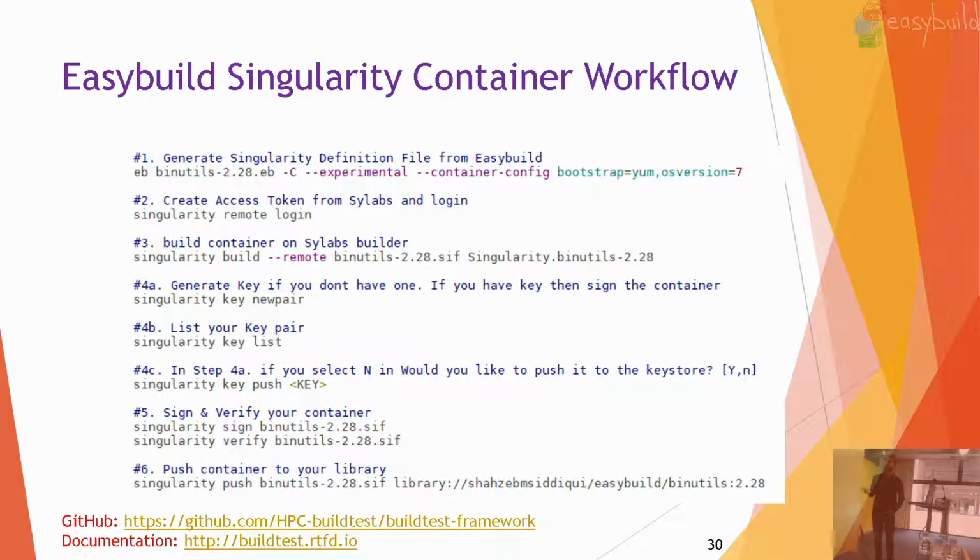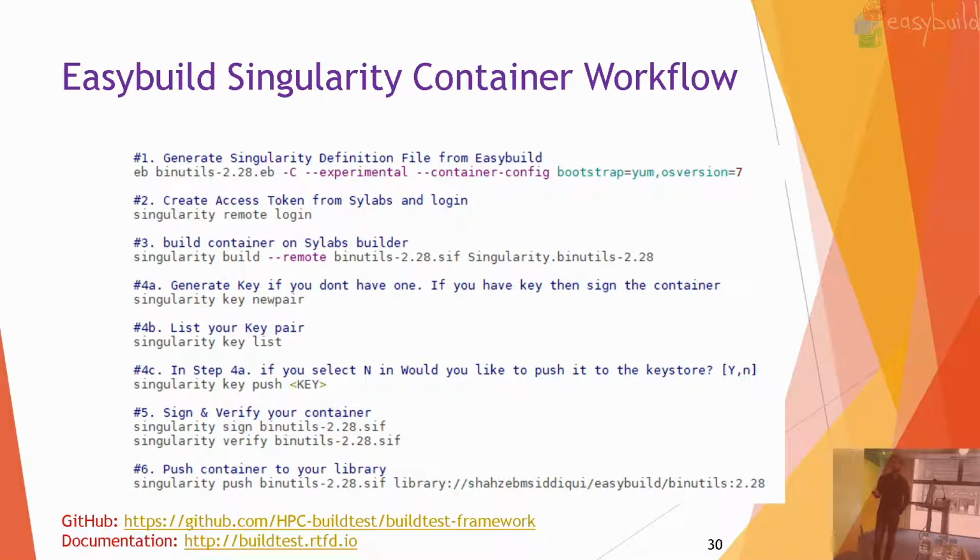And this is the EasyBuild workflow, which I think I talked about yesterday. It's pretty straightforward. First, you use EB to generate the recipe file. You specify the easyconfig, --seed, --experimental, which are both required at the moment, and then the container config. And then you specify the bootstrap. Once you have the recipe, if you're building it remotely, you log in to Sylabs with singularity remote login, and then do singularity build --remote, then the image, and then the actual recipe.